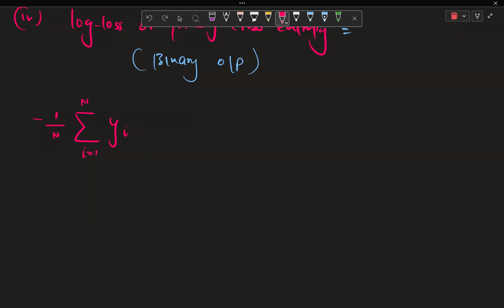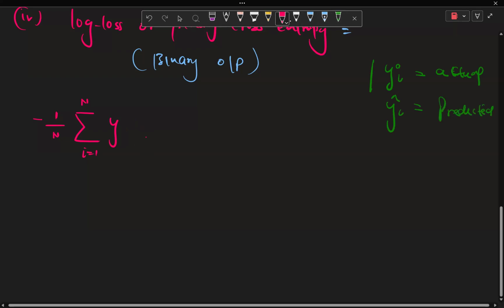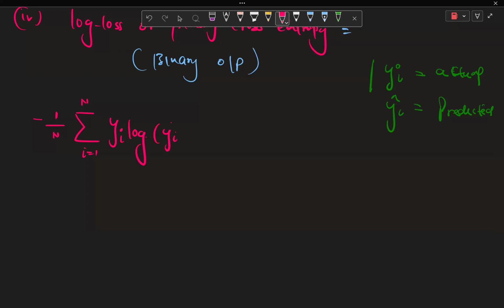I'll make one quick notation: yi means actual and yi hat is for predicted, which makes it easy to write. So it is yi times log of yi hat, that is log of y predicted, plus 1 minus yi, multiplied by log of 1 minus yi hat. This is the formula for log loss or binary cross entropy.